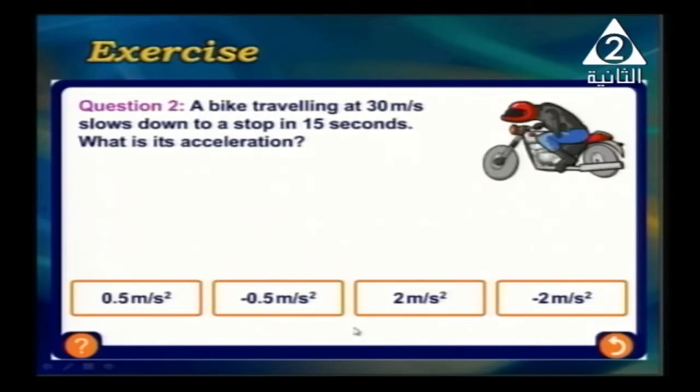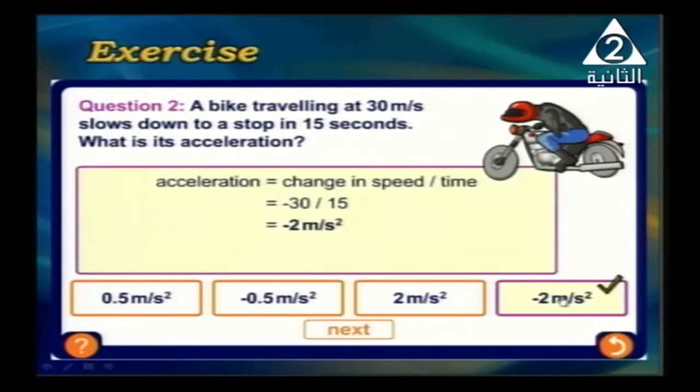Next, a bike traveling at 30 meters per second slows down to stop in 15 seconds. So we have deceleration, so we have a negative. What is the acceleration? 30 divided by 15 equals 2 meters per second square? No, that is wrong. Why? Because it slows down, it means negative meters per second square. So the change of speed is negative 30, divided by 15, because the time is not negative, it is positive all the time. So we have negative 2 meters per second square.